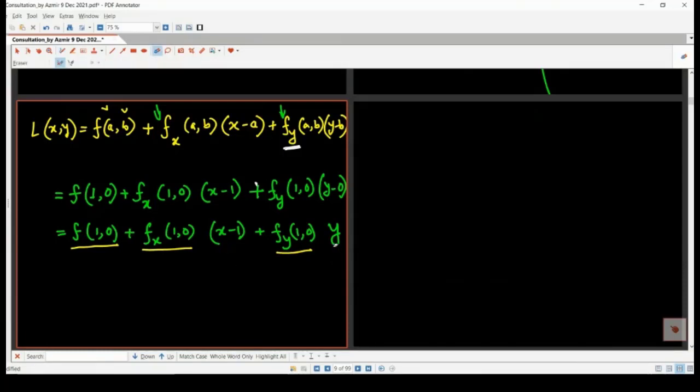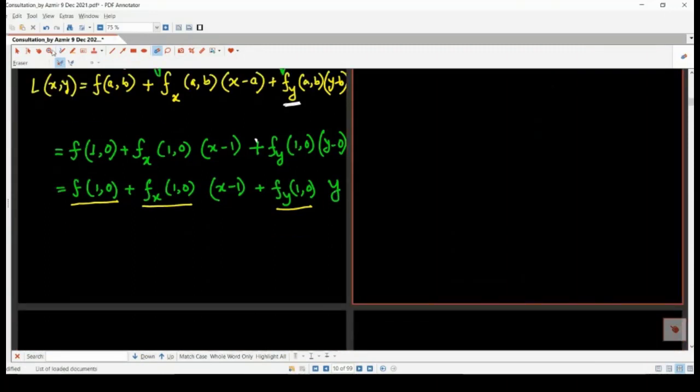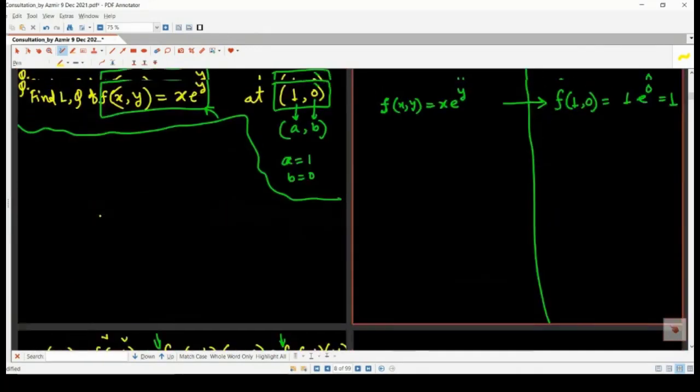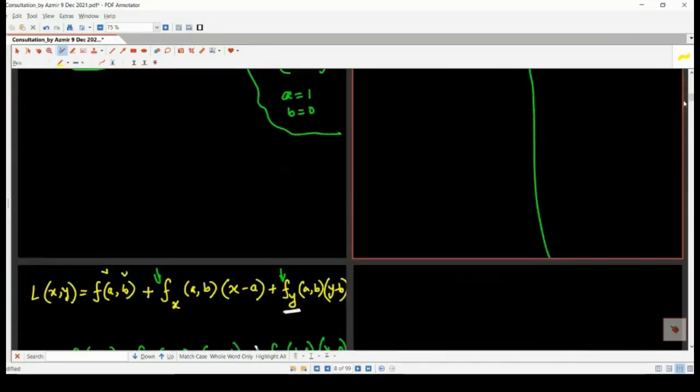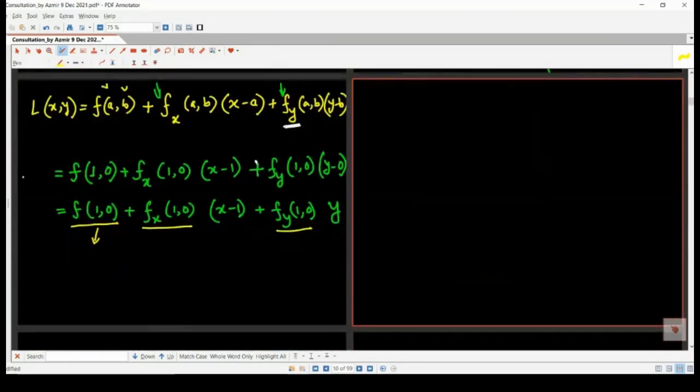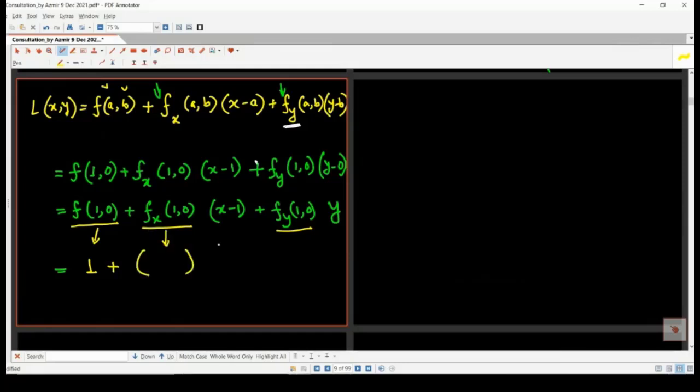So we have found already f of 1 comma 0. This is 1. So let me write here. I am solving the problem slowly so that you can understand the total thing. So this is 1 plus, we need to find what is this, and there is x minus 1.